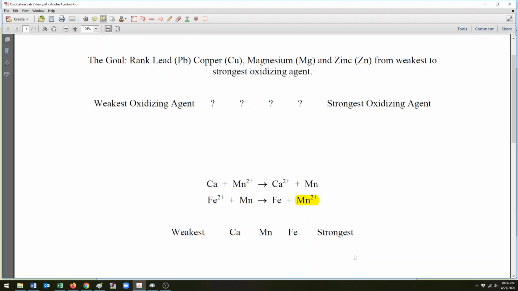So we can rank these in terms of how good things are at stealing electrons, starting from calcium, which magnesium was able to steal from, and then magnesium lost its electrons to iron, so iron is better at stealing than magnesium, and magnesium is better at stealing than calcium. So we can conclude from that iron is better at stealing than calcium too. So from weakest to strongest here, we go calcium, magnesium, iron.